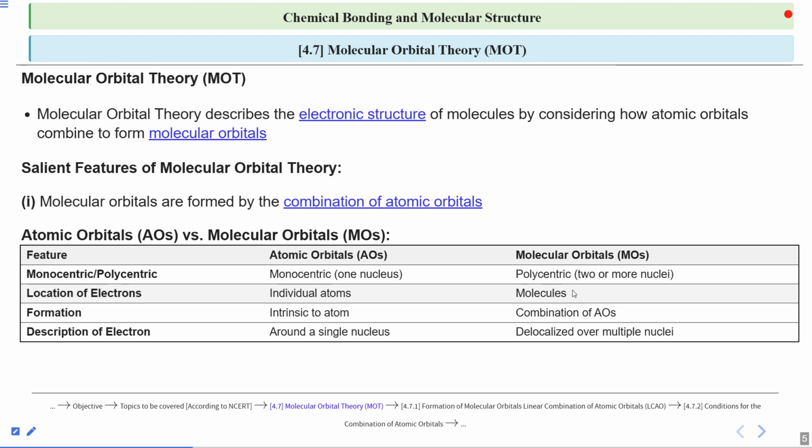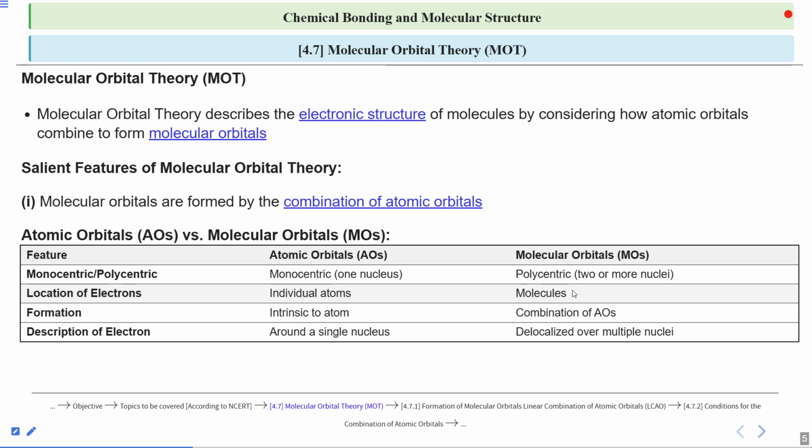So suppose it is H2O. So 3 is the atomicity. So the electron of H2O will be delocalized over 3 nuclei. I hope this point is clear to you. It's very important to understand the difference between the two.